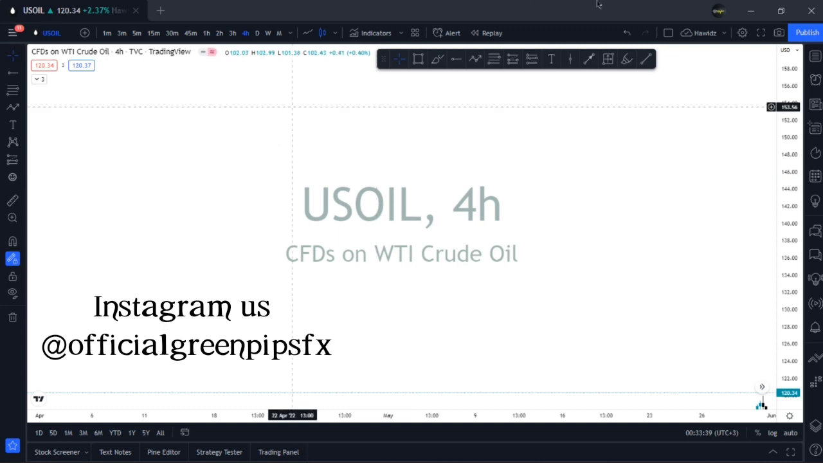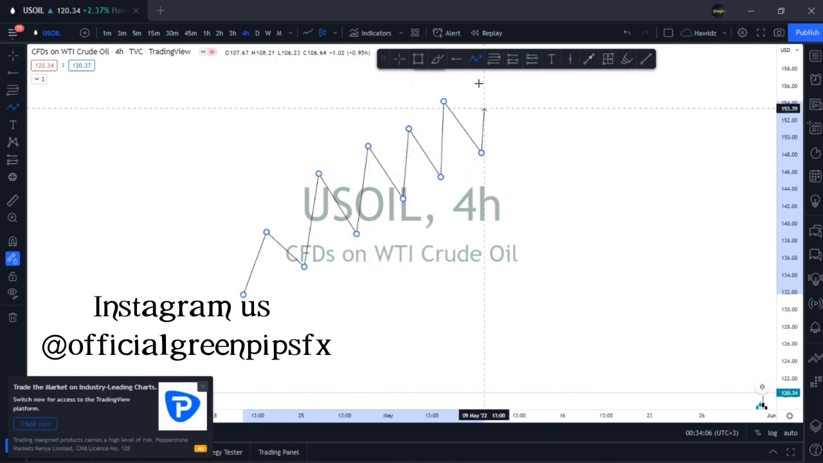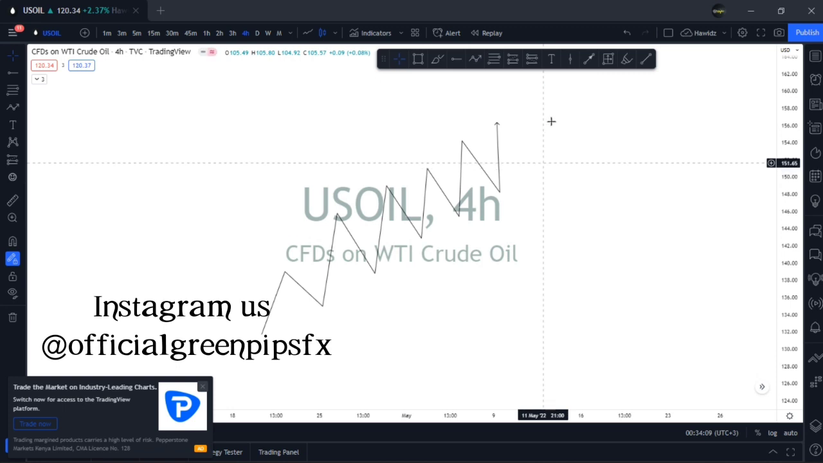So in supply and demand, we are actually dealing with the last zones. With supply, it's going to be the last up move before the down move. So if price was going in a bullish trend like this, in this trend we're having supply as well as demand zones.